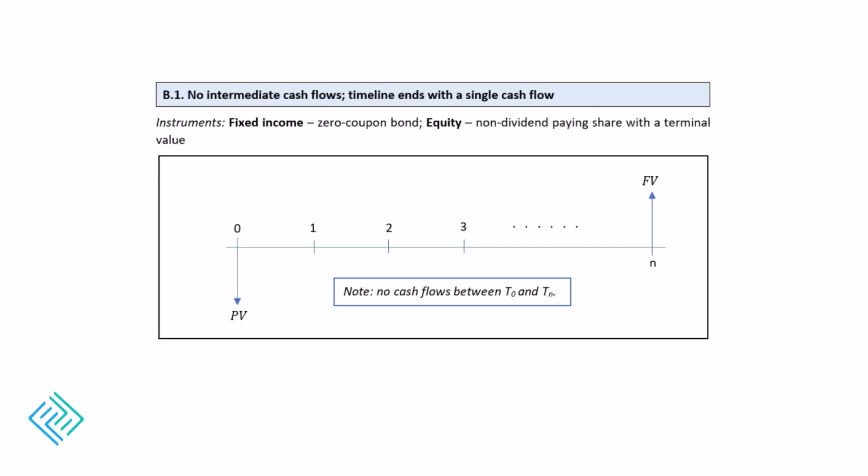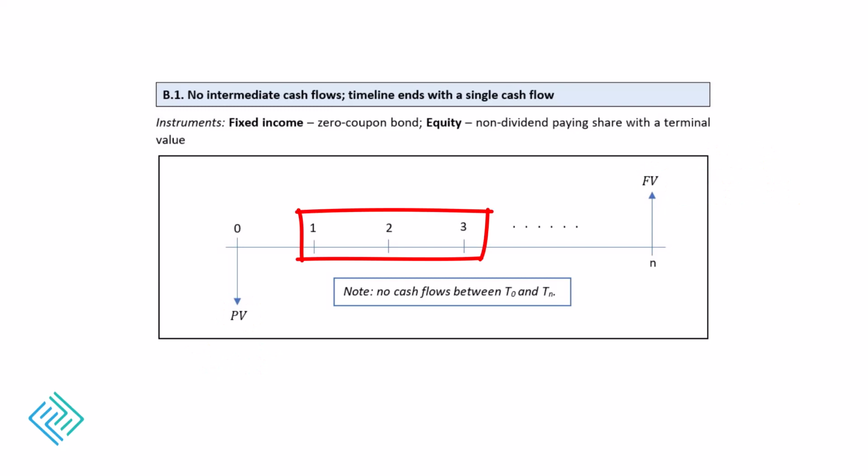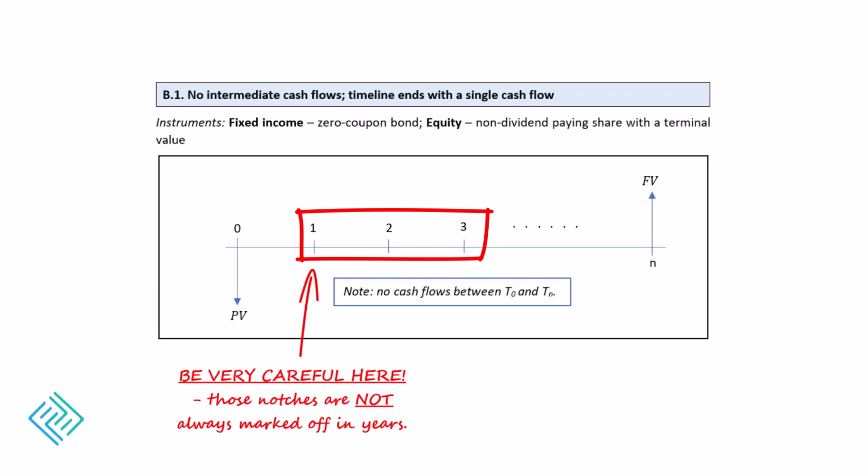All that happens on the timeline for such instruments are a value or price today, labeled PV at T0, and a value or price at the end of the timeline, labeled FV at point N, which is also called the maturity date or terminal valuation date. These two values are separated by a number of periods shown as numbered notches on the timeline. Quite often, but definitely not always, these notches will mark the number of years.